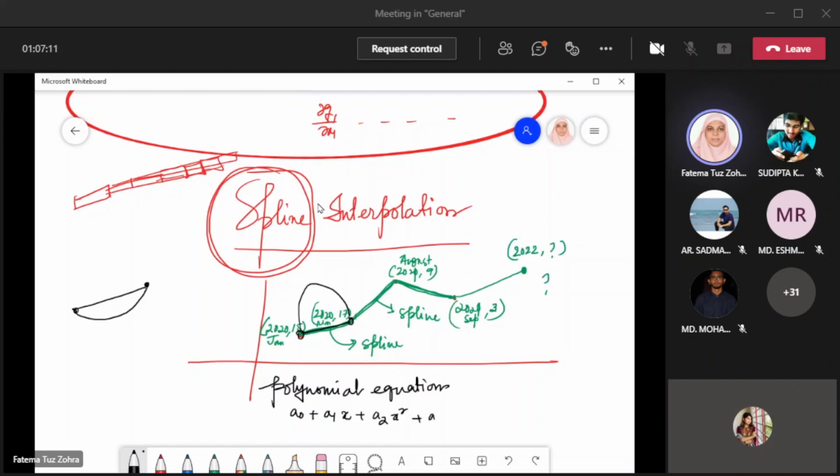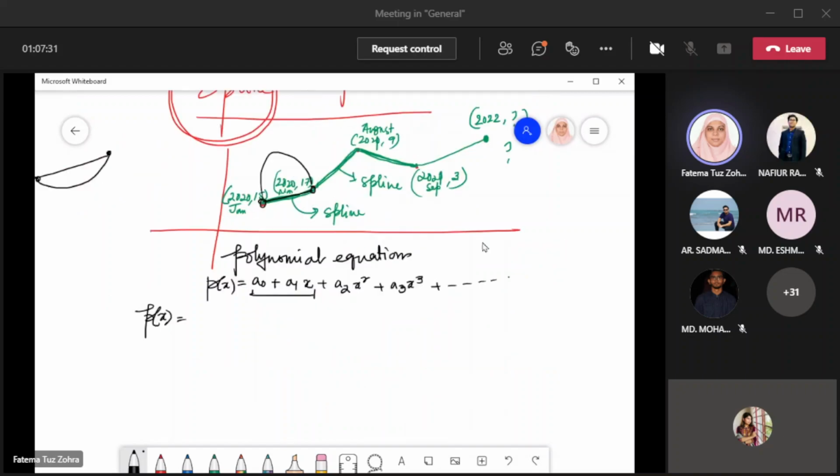So when we think that the polynomial equation has only the first degree, that means these two parts, a0 plus a1x, that is known as a linear polynomial equation. And a linear polynomial equation always produces what?